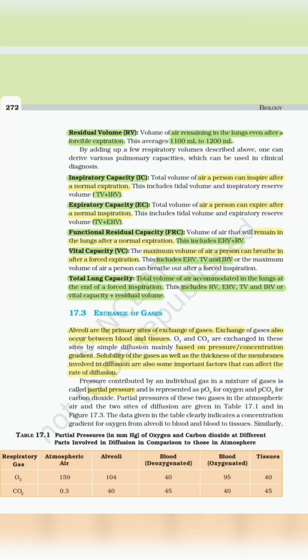Now, exchange of gases. Alveoli are the primary sites of exchange of gases. Exchange of gases also occurs between blood and tissues.